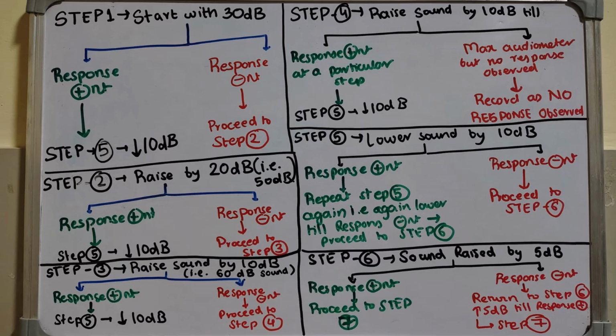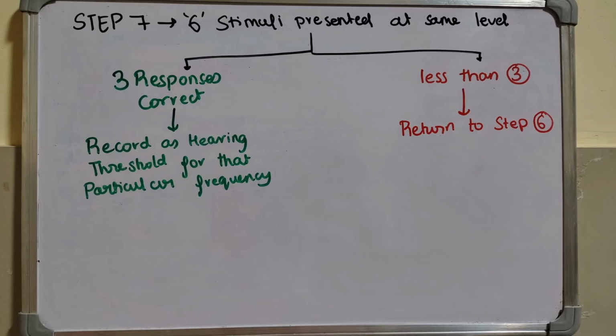And if the response is absent, we go to step 6 and raise the sound by 5 decibel, that is around 85-90. If the response is present, we proceed to step 7. If the response is absent, we return to step 6, that is increase by 5 decibel till the response is present. When we finally get a response at some decibel level, in step 7 we present 6 stimuli at the same level. If 3 responses are correct, we record it as the hearing threshold for that particular frequency.